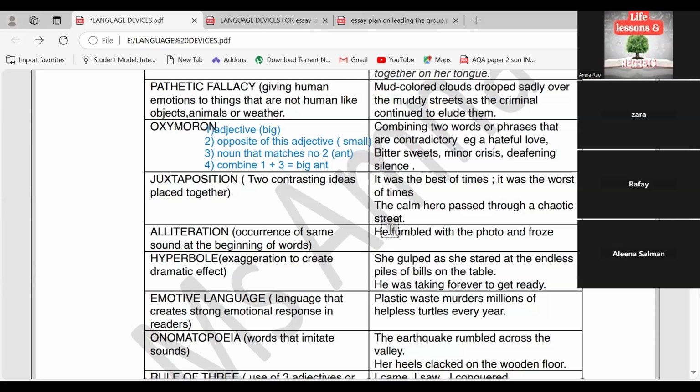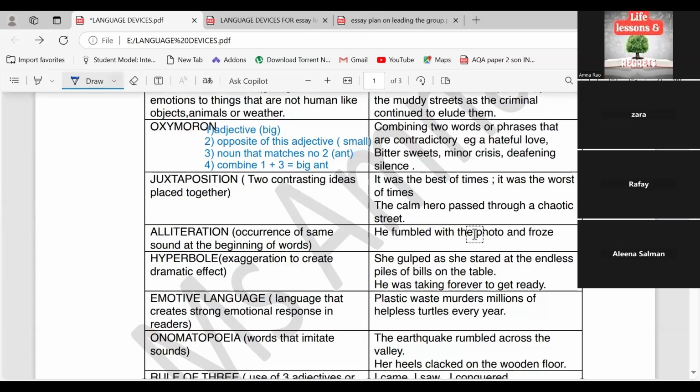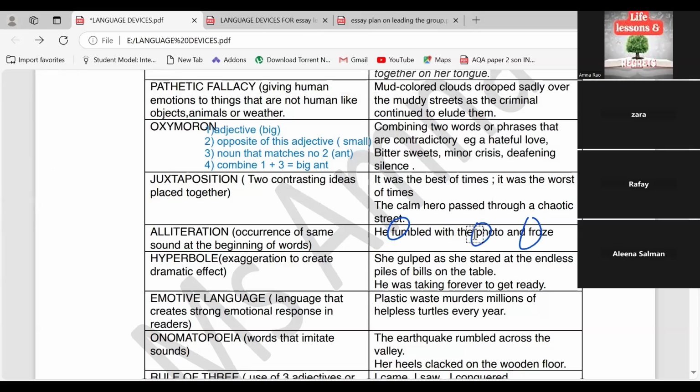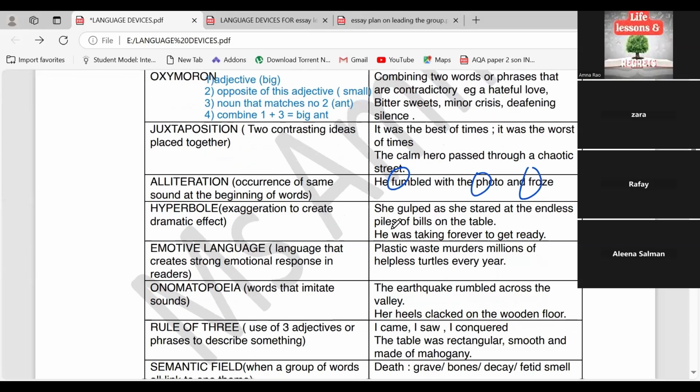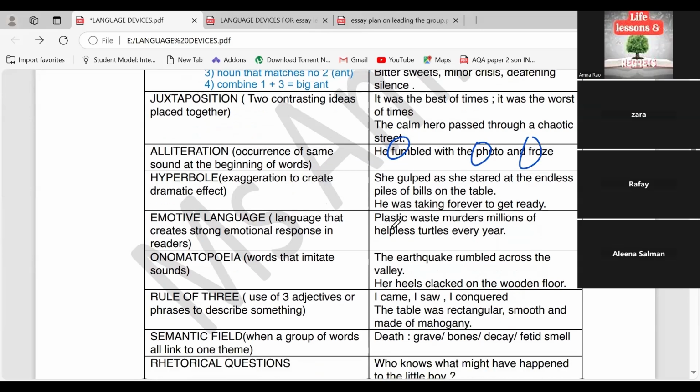Alliteration is like occurrence of same sound at the beginning of the words. For example, fumbled over here. Fumbled is a word which starts with the sound f. Photo is a word which starts with the sound f. And then we have froze. Froze is a word that also starts with the sound f. So alliterations you can use as well because they add rhythm to your writing, right? But don't overdo. Alliteration is not very important in essays, but they are important in directed writings, especially when you're writing articles, speeches, giving subheadings, right? Then they are more important.